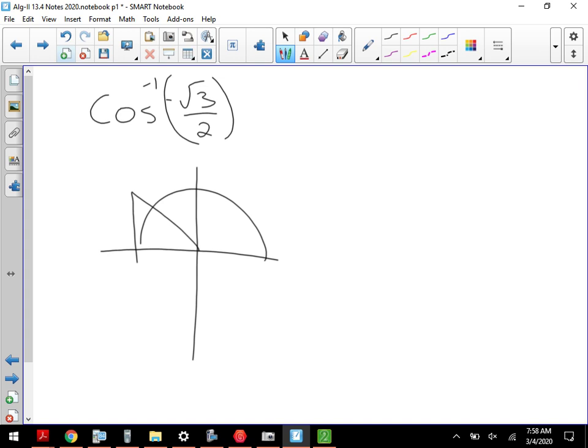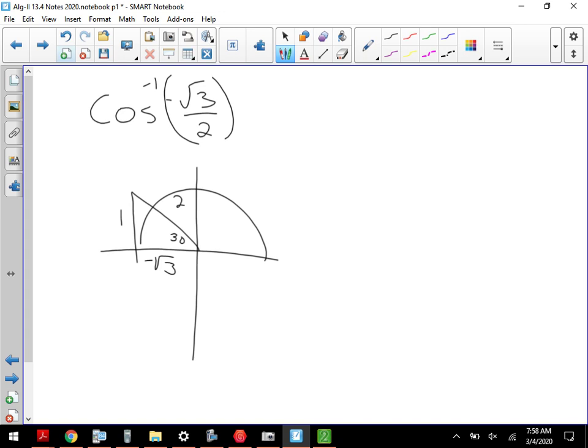Cosine's what over what? X over r, right? So it's adjacent over hypotenuse. There's your root 3, and there's your 2. Your root 3 happens to be negative because it went to the left. So it means your opposite is a 1, so that's a 30-degree here. So your reference angle is pi over 6.